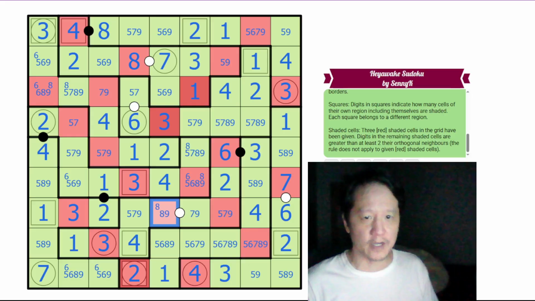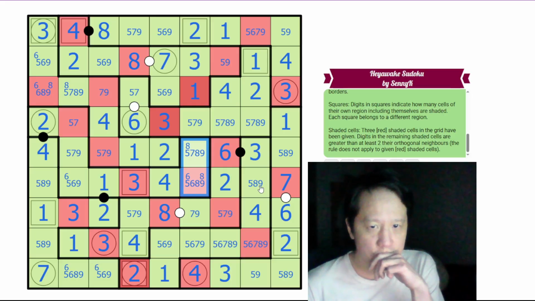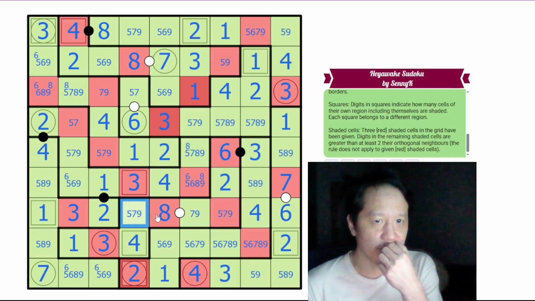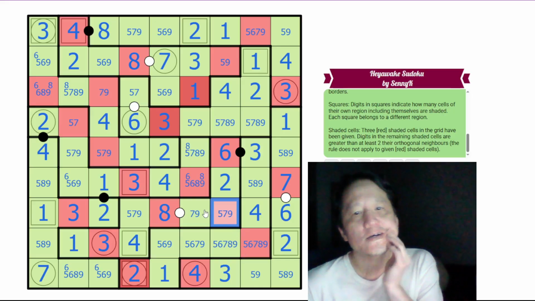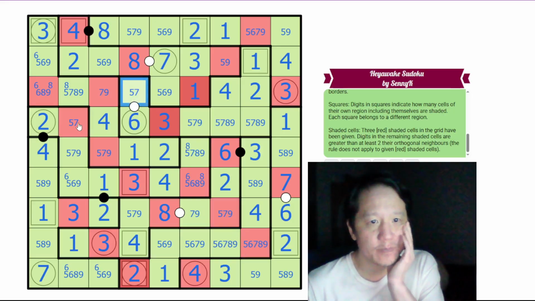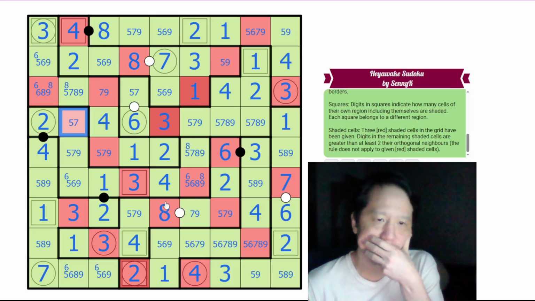This 7, 9 is consecutive with 8 here. So this can't be 8 here. One of these two, again, is 8. One of these digits is 5. Does that help? I don't really know. This matches that cell there.